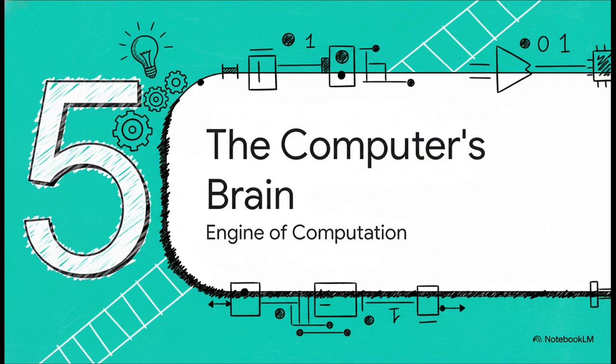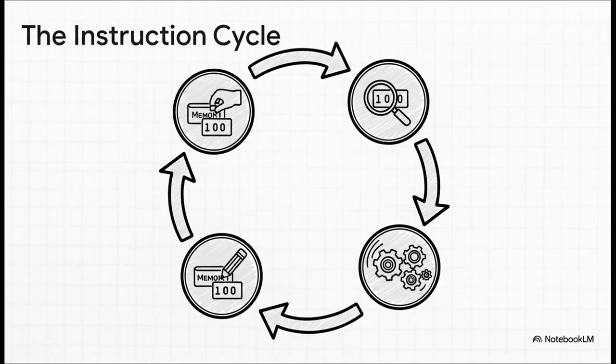Let's take stock. We've got logic gates to think. We've got flip-flops to remember. We now have all the fundamental pieces we need. It's time. Let's assemble them into the brain of our machine, the central processing unit, the CPU. So what does a processor actually do all day? Well, at its core, it just does a very simple, very repetitive dance.